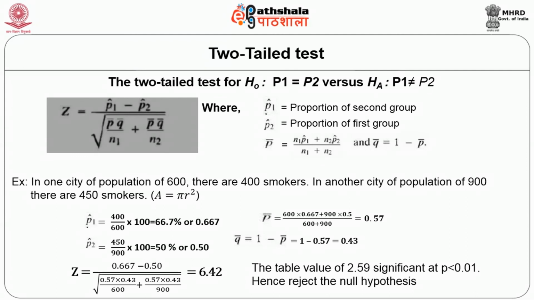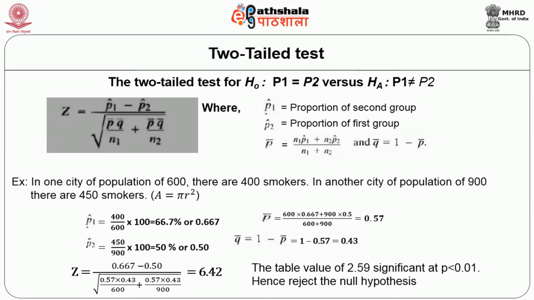That means that if you compare this with the table value of 2.59, which is 1% significant, it is highly significant, indicating that the prevalences of smoking in two different cities are statistically different. The first city, where 400 of 600 people are smokers, is statistically significant when compared to the other city, indicating that more smokers are there in the first city than in the second city.